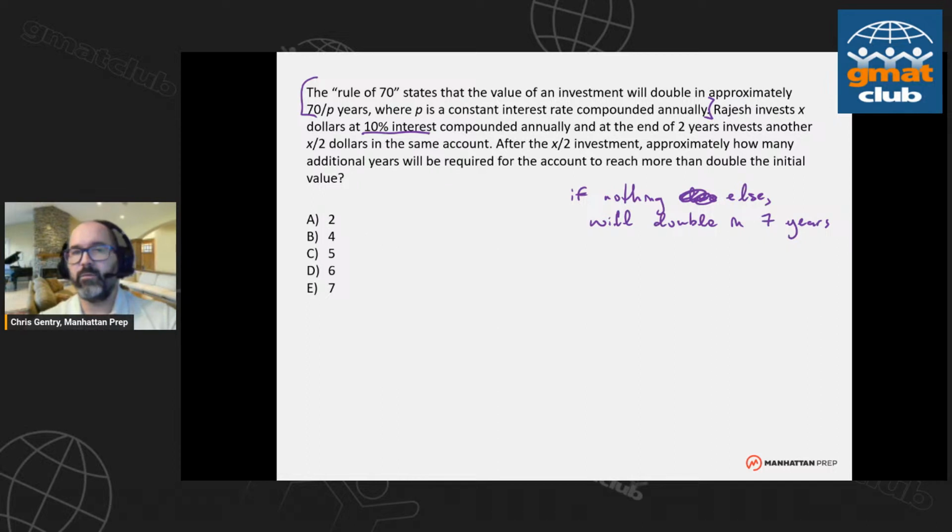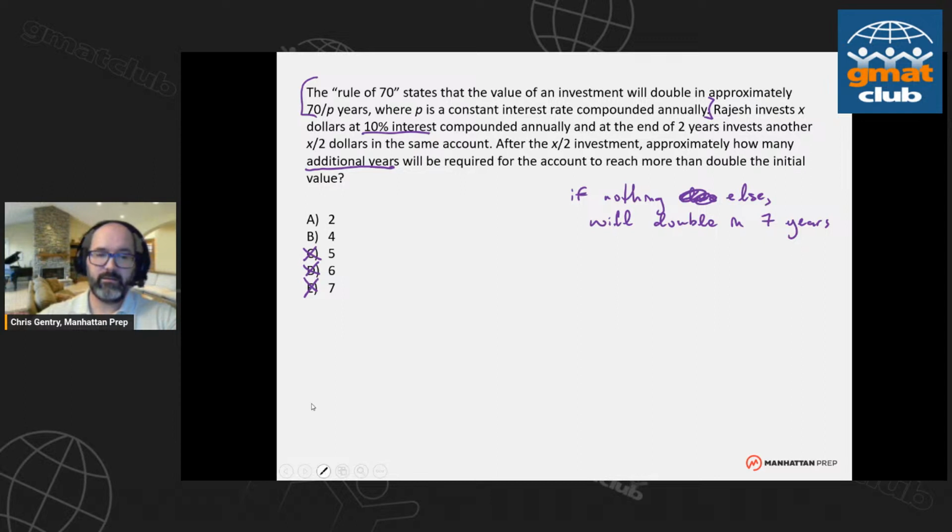You take some original investment, you have it at 10% compound interest. This rule of 70 tells you that it's going to double in 7 years. Now that benchmark, combined with the idea that we need to know additional years, you got to catch that little trap there, tells me that C, D, and E can all be eliminated just by that benchmark. So it would double in 5 additional years if you put money in the account and did not touch it.